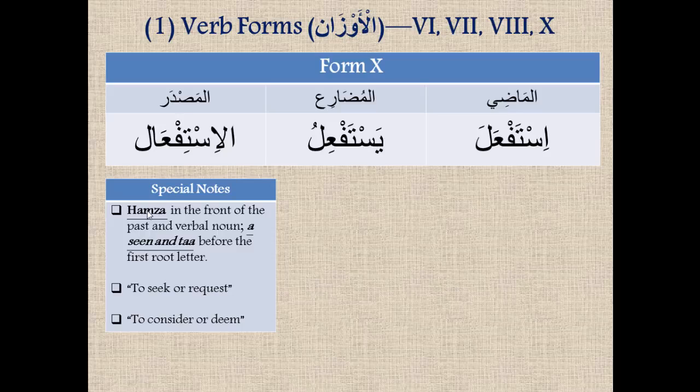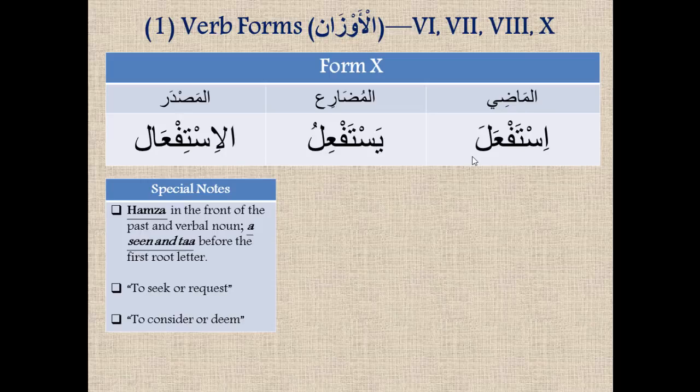Number one, we've placed a hamza in the front of the past and the verbal noun, just like we did for forms 7 and 8: istaf'ala and istif'al. Moreover, we've added a sin and a ta before the first root letter. So we have istaf'ala: hamza, sin, ta; yastaf'ilu: sin and ta; wal istif'al: hamza, sin and ta. So in the past tense, in the madi, we have three things going on: hamza, sin and ta before the radicals show up later on.